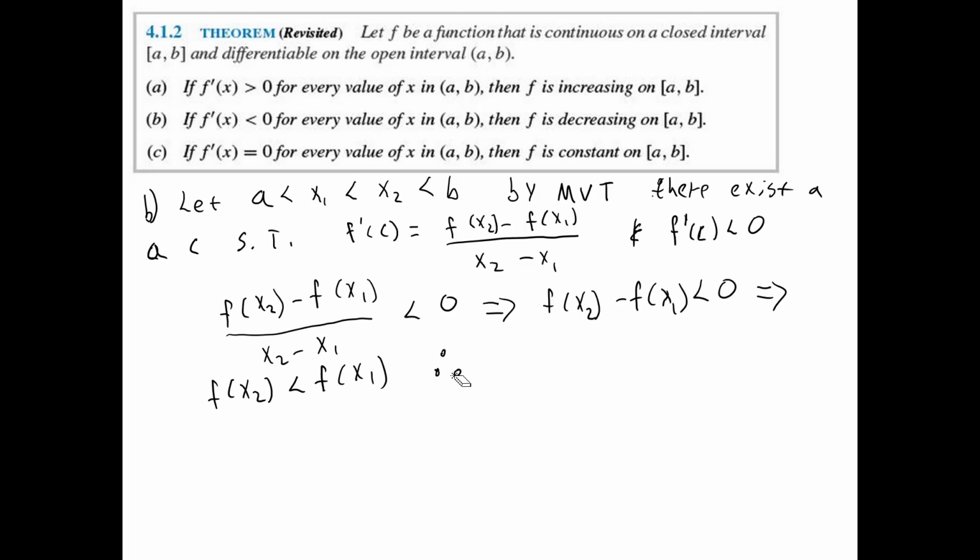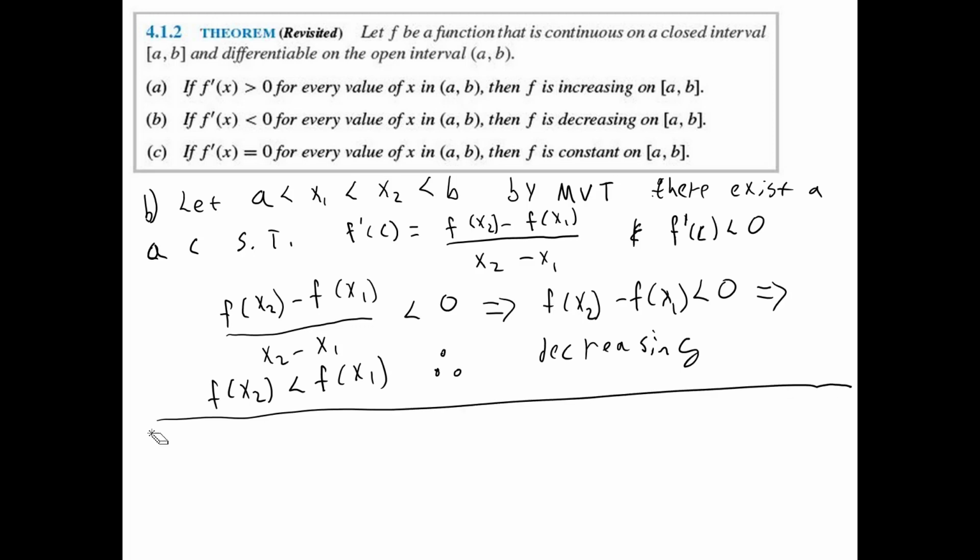So what we have just shown is that if you take any two numbers in between a and b where x1 is less than x2, then f of x2 is less than f of x1, therefore decreasing. That's what it means to be decreasing: that a bigger input has a smaller output, right? The same thing is going to happen for C.